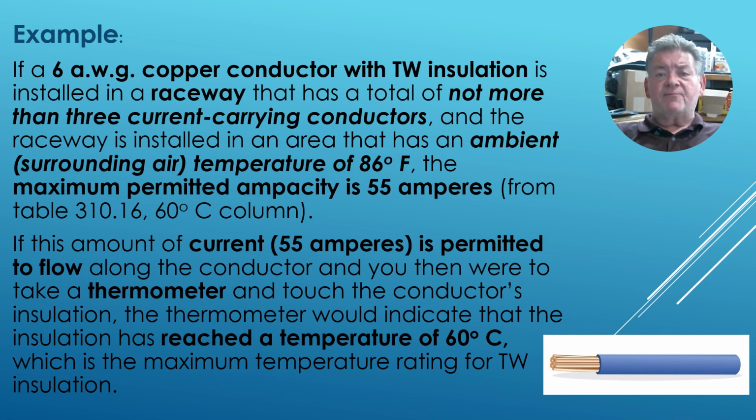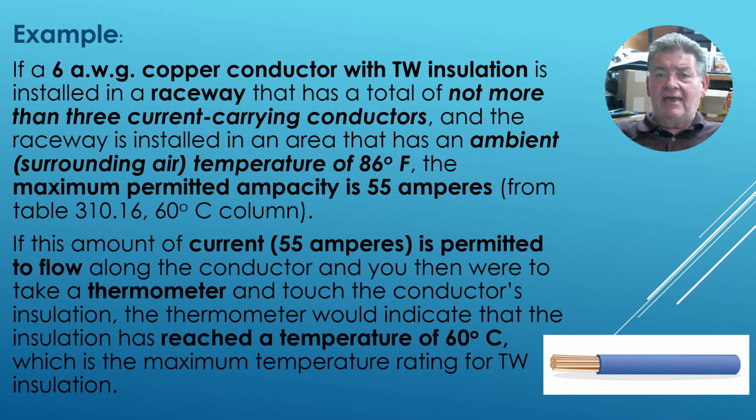Let's do a quick example. Suppose we have a 6 American wire gauge copper conductor with TW insulation, 60 degrees C insulation, installed in a raceway. And that raceway has a total of not more than 3 current carrying conductors. And the raceway, the pipe, is installed in an area where the ambient or surrounding air temperature is about 86 degrees Fahrenheit. Those are the conditions that the table is based on.